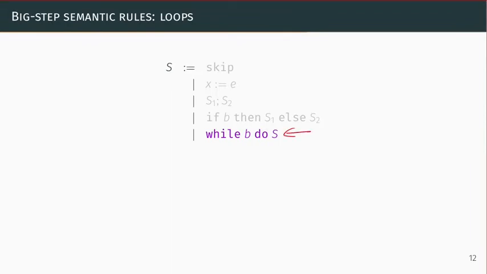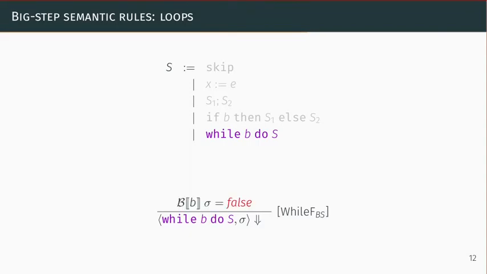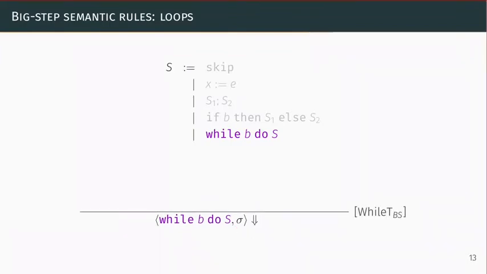Last but not least, let's study the rules for while loops. The first thing we have to do is to evaluate the condition again. The first case that we are going to deal with is the case in which the condition is false. In this case we don't enter the loop, and the result is therefore the same state as the one we started with. Now if the condition of the while loop evaluates to true, we do enter the loop.